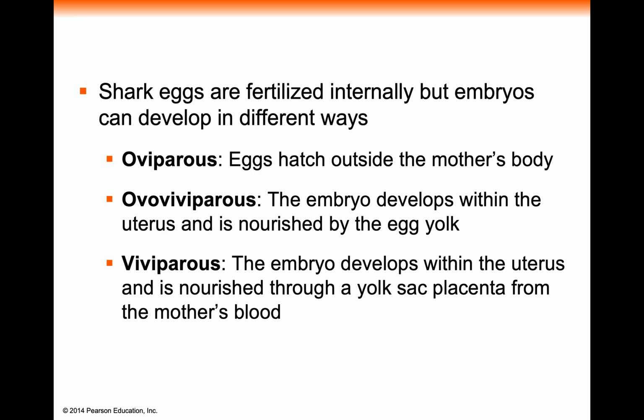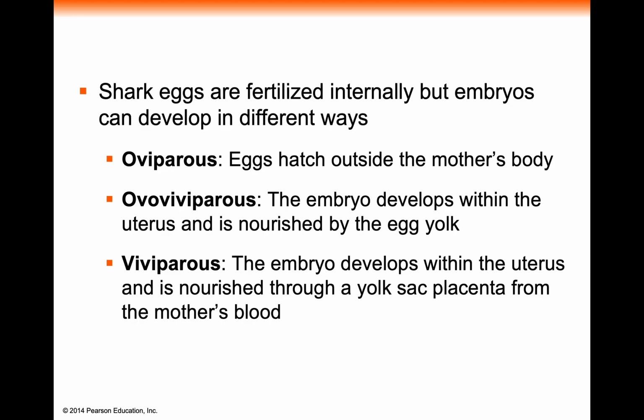So shark eggs are fertilized internally, but embryos can develop in a lot of different ways. So these guys do have internal fertilization. They have modified pelvic fins called claspers that the males use, kind of like a penis, to deliver sperm during sex. But we have three major strategies, which we see in all the vertebrates from here on out.